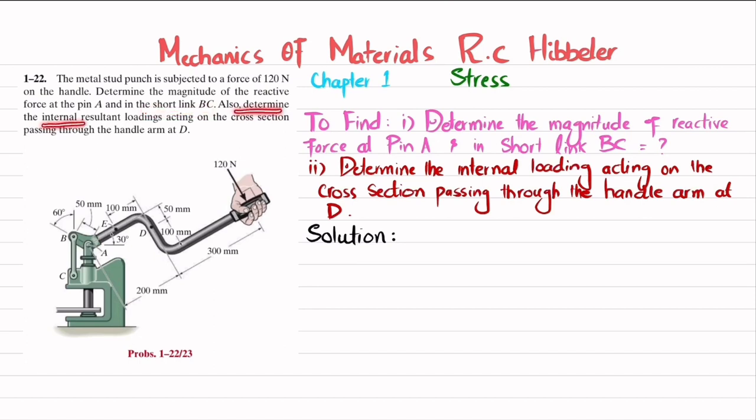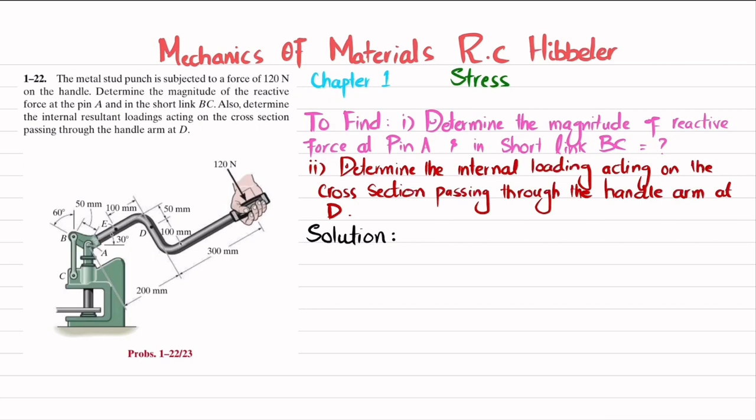Also determine the internal resultant loading acting on the cross section passing through handle arm at D. So you can see 120 Newton load is applied on handle, and we have to find the reaction force at the pin as well as in link BC. And then at point D we have to find the internal loading. So let's start with the solution.